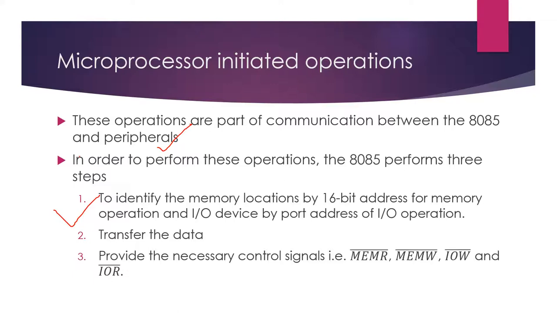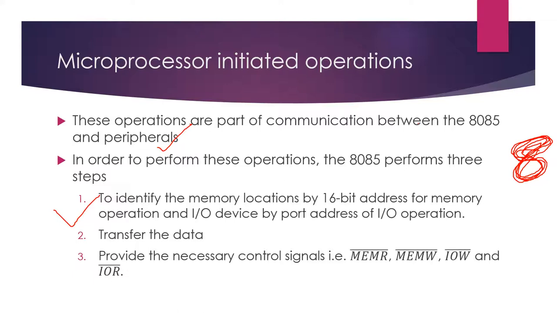As you know, the 8085 supports a 16-bit address size for memory. So for the memory location it generates a 16-bit address for memory operations. And if the microprocessor wants to perform an IO operation, then it has to generate a port address, and the size of the port address is 8-bit. Keep in mind, the size of the port address is 8-bit.